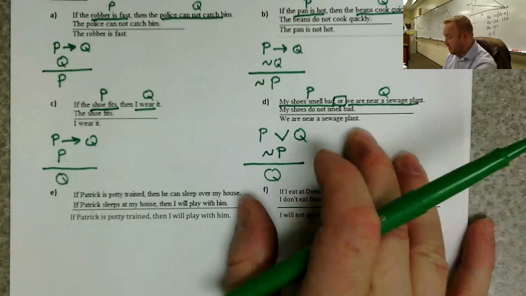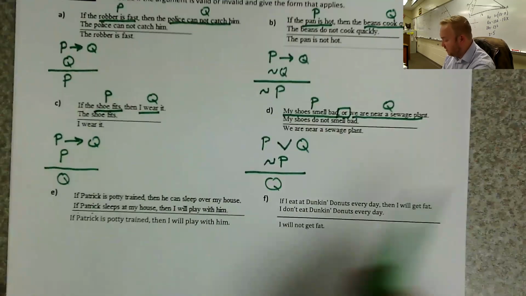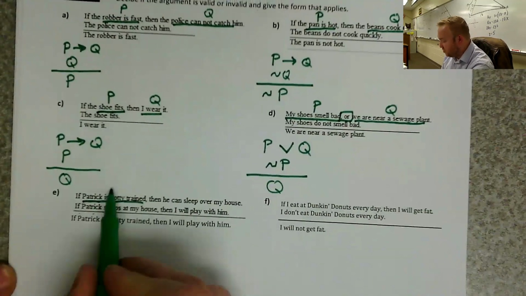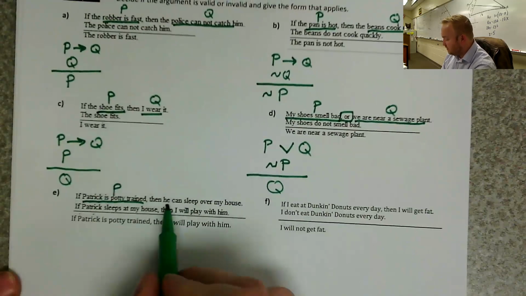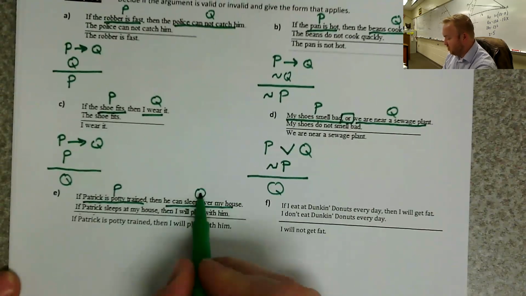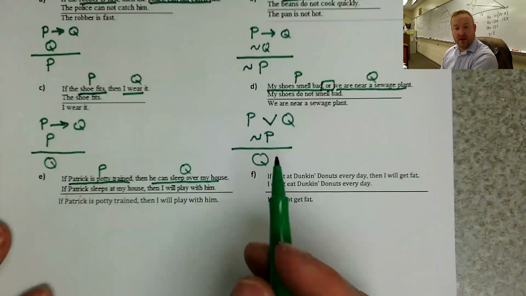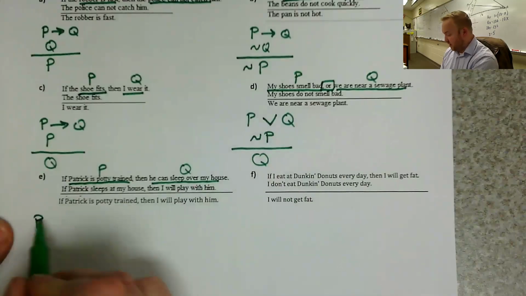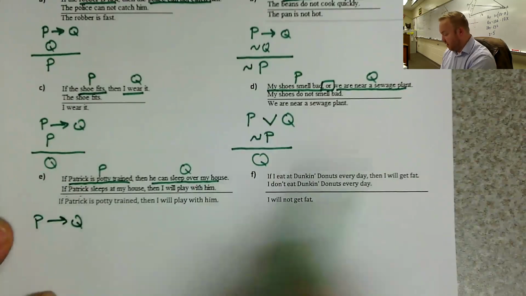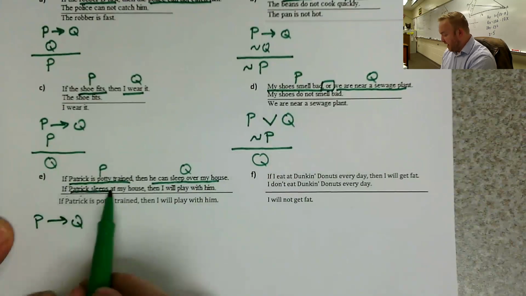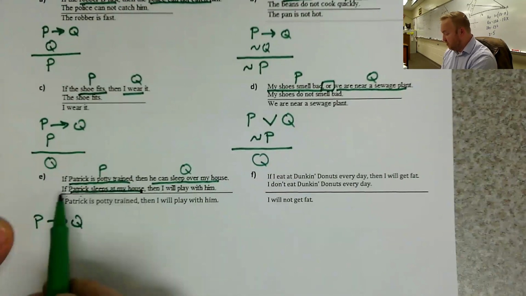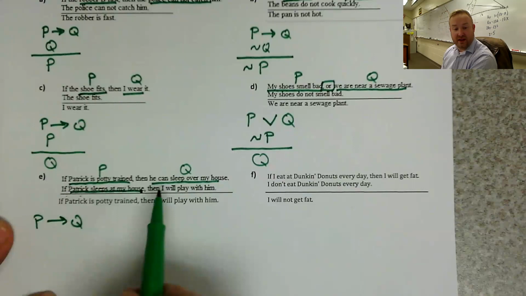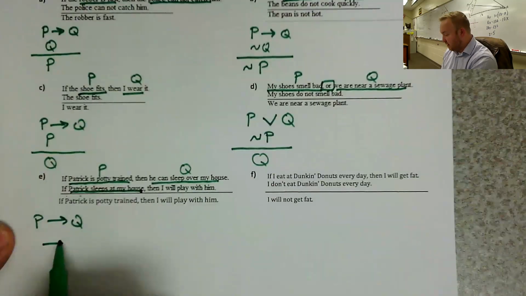Okay, example E, I've got another if then here. So Patrick is potty trained is going to be P. He can sleep over at my house will be Q. So my first premise is if P, then Q. All right. If Patrick sleeps at my house, that's Q. And notice that I've got another if then here. So I'm going to have another conditional.